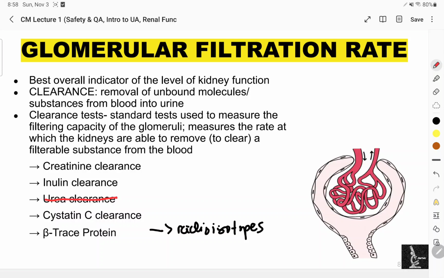And the earlier question: what is the relationship of the plasma concentration of a substance to its clearance? What is the relationship between the plasma concentration of a particular substance and its clearance? The answer is that it is inversely proportional.